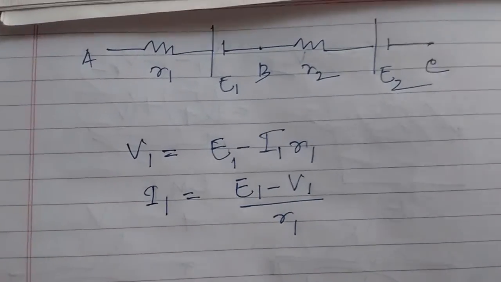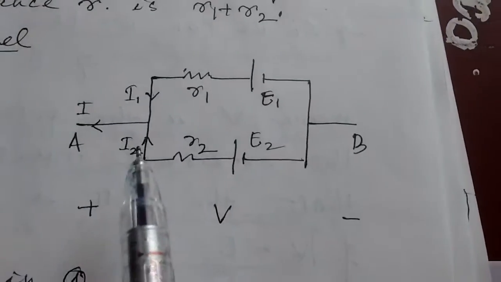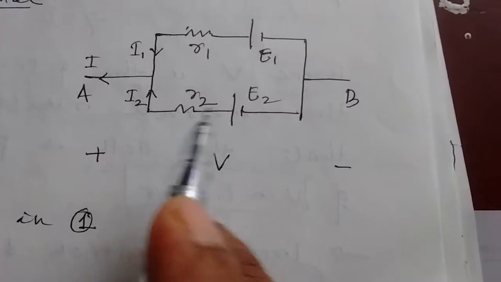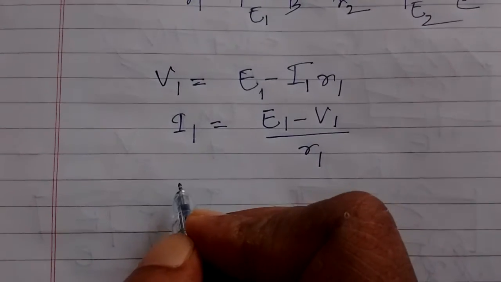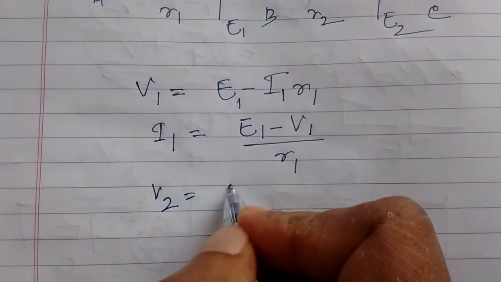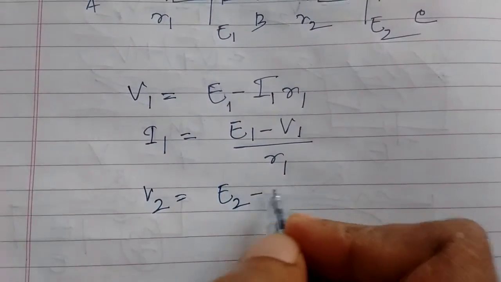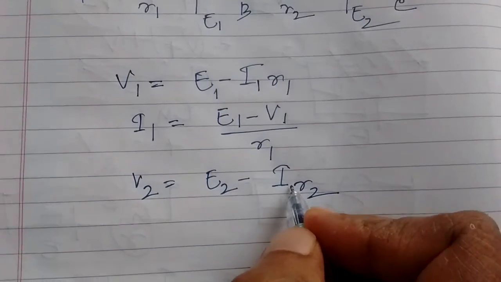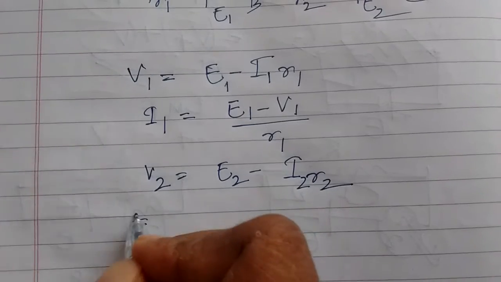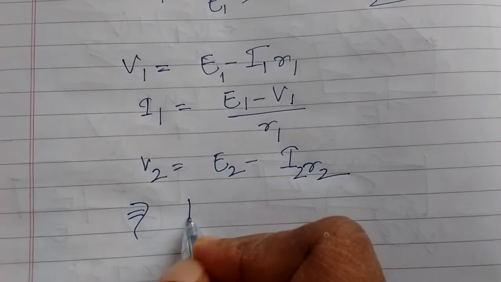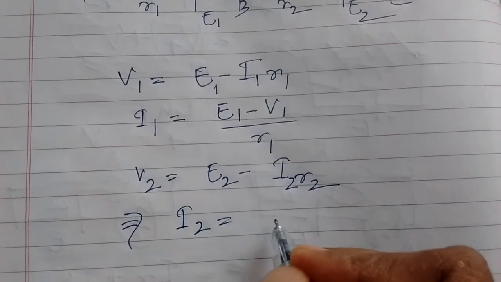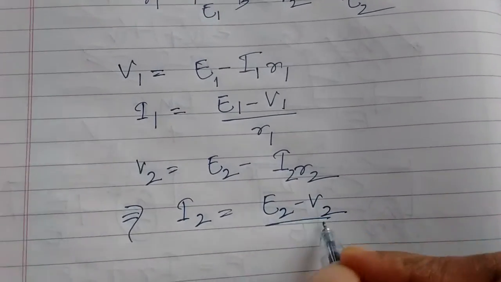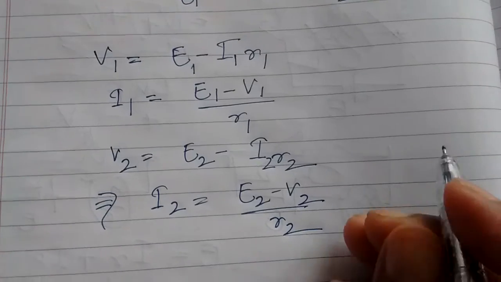Now come to the second cell. Similarly, V2 is equal to E2 minus I2 R2. So I2 is equal to E2 minus V2 by R2.